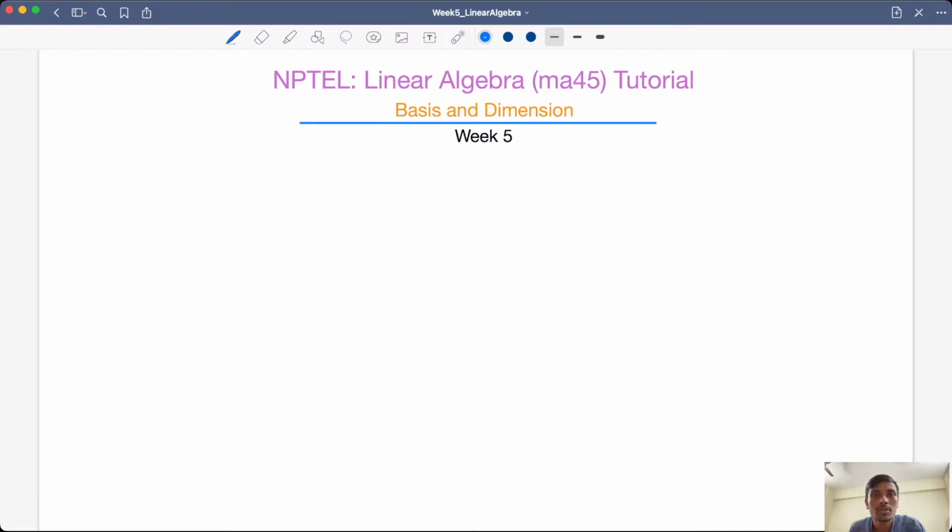Okay, good afternoon everyone. So this is our fifth week of live tutorial session, and today we'll be discussing some problems based on basis and dimension of a vector space. So let's start with the basic definition of basis and dimension. How is it defined? So first, basis.